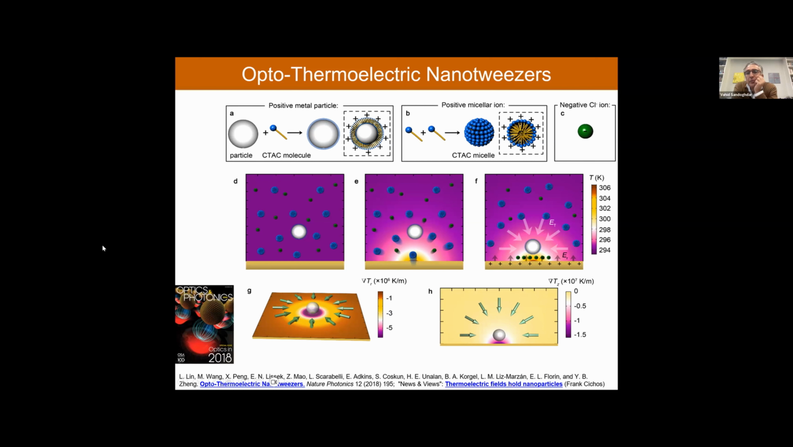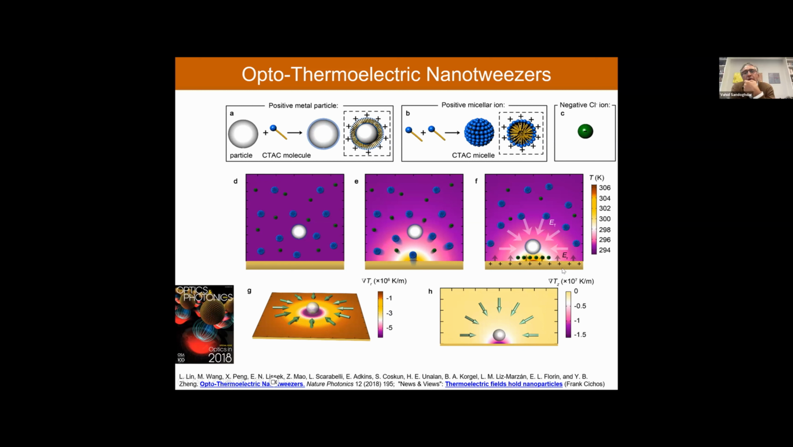But your particle doesn't have to be charged? It can be neutral? In this phenomenon, your particle has to be charged. Oh, it has to be charged. Yeah. Only if it is charged can it feel the electrical force.